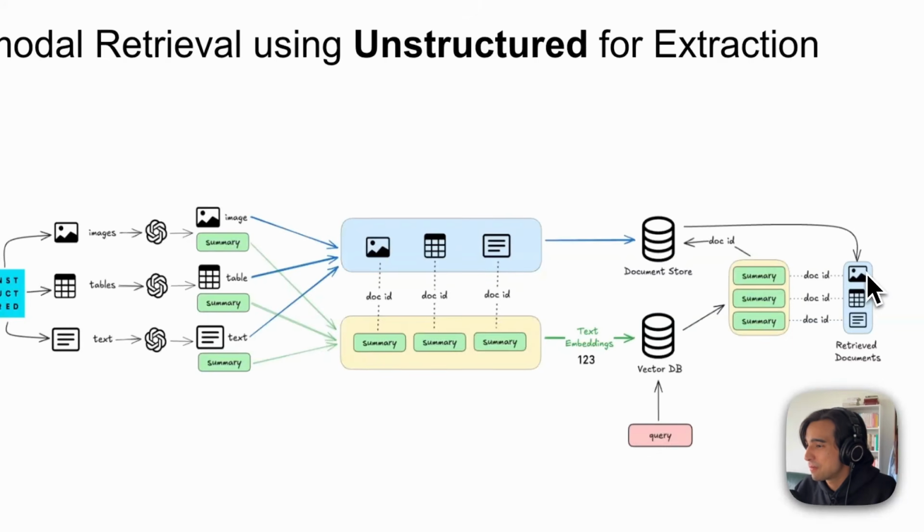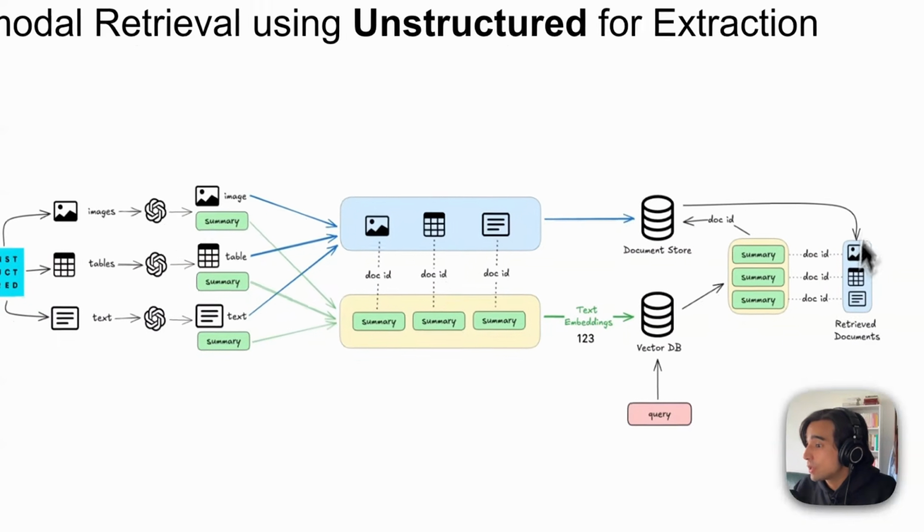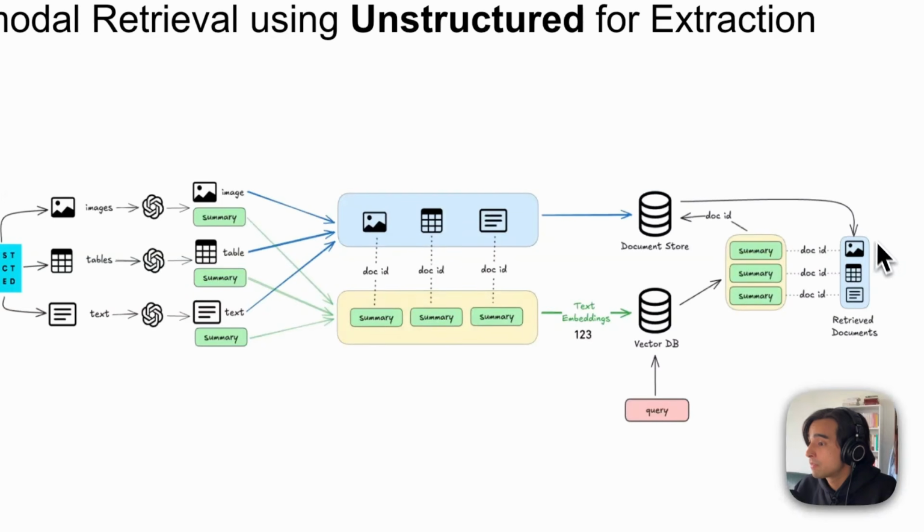And since those documents, remember, could be images, tables, and text, we could actually get from the retrieved documents not only text, but also images, tables, and texts. So that is essentially what we're going to be doing and how multimodal retrieval works in this particular way of doing this.